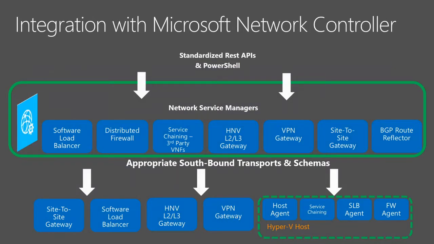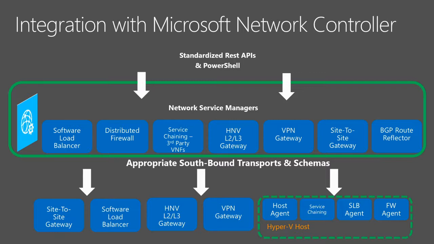So let's see how all these network functions integrate into the network controller. The network controller has different planes. You have the management plane, which exposes REST APIs, and these REST APIs provide the capabilities to do tenant configuration and fabric configuration on all the network services.